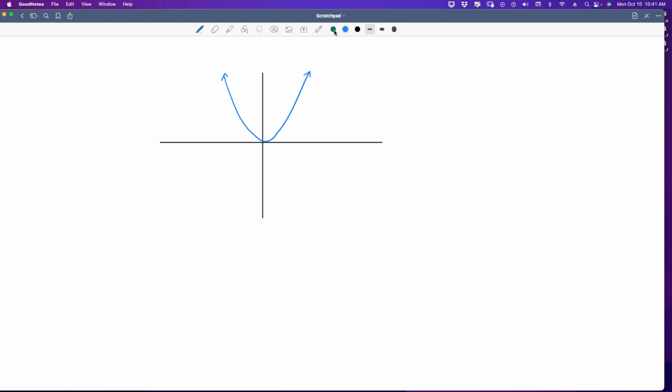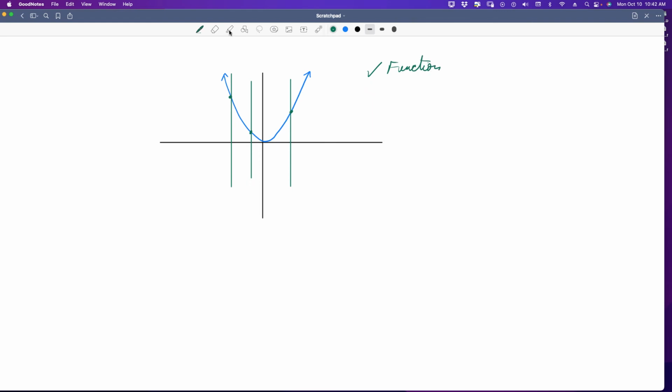Excuse me. And I'm going to use the green to draw my vertical test. So here's my vertical line test. Draw on a series of lines. And there's only one point on each of these lines that crosses my parabola. So this is a function, right?